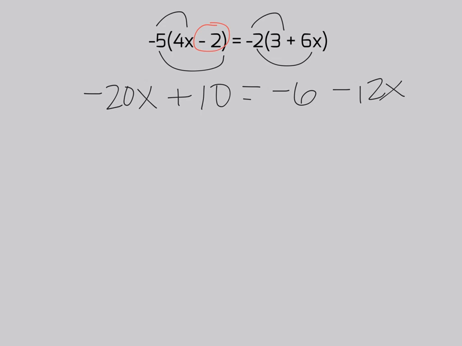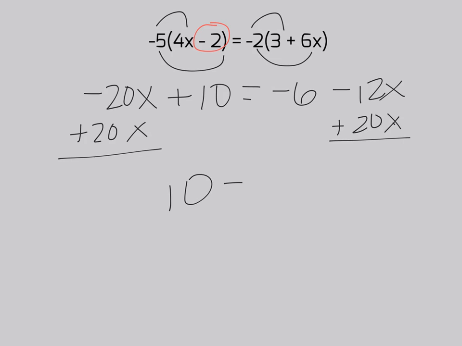Now I need to combine like terms on either side of the equal sign. However, there are no like terms, so I can skip to bringing the x's or the variables to the side with the bigger coefficient. -12 is bigger than -20, so I'm going to add 20x to both sides. I'll get 10 equals -6 plus 8x.